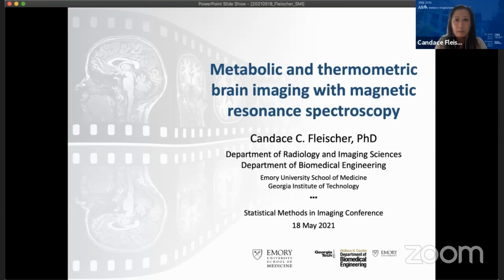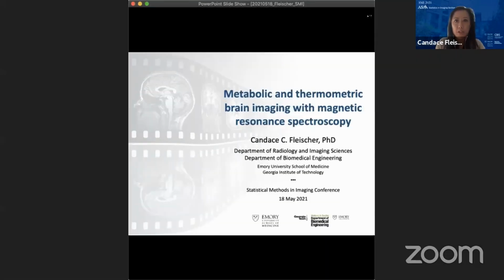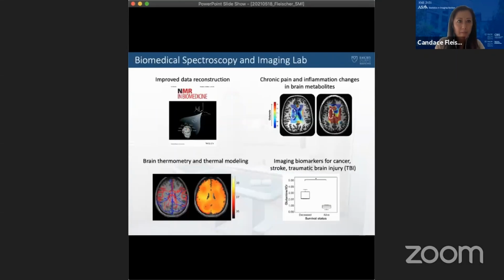So I want to talk a little bit today about magnetic resonance spectroscopy, and I want to introduce this technique as well as discussing some of the research and clinical applications. To give you an overview of the work that my lab does, we focus on magnetic resonance spectroscopy for quite a few applications. We do a little bit of work in the data reconstruction space. So I'll talk a little bit about this, but MRS as a technique is relatively slow and low resolution. So we work on improving the acquisition and post-processing as well.